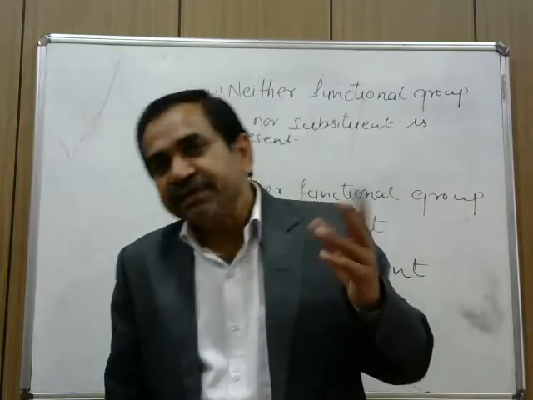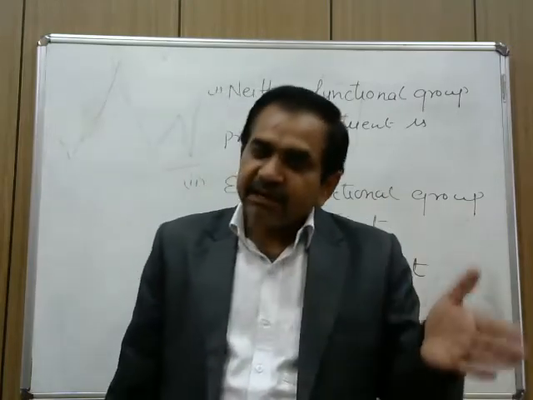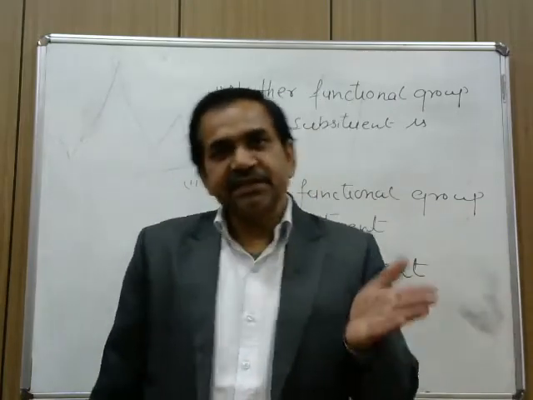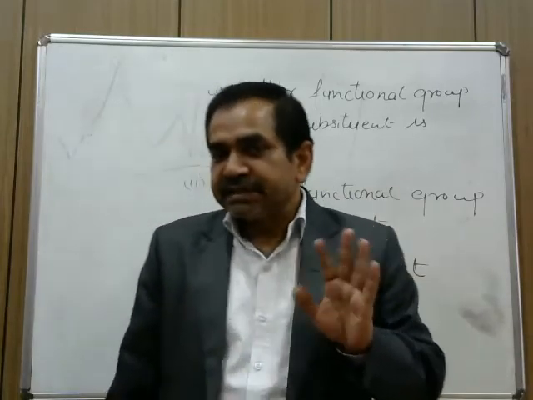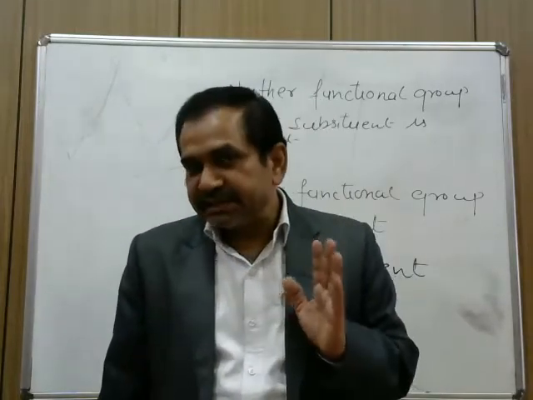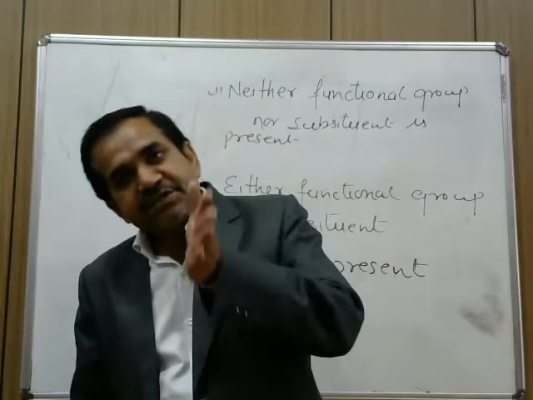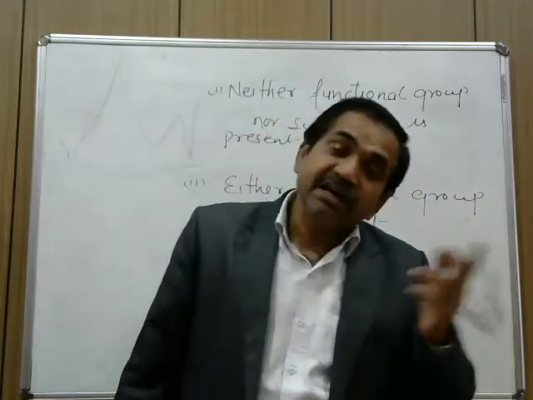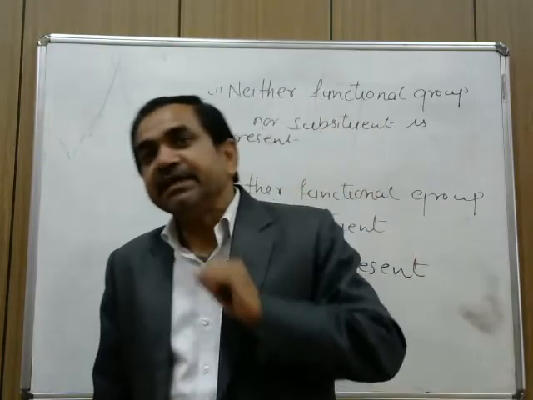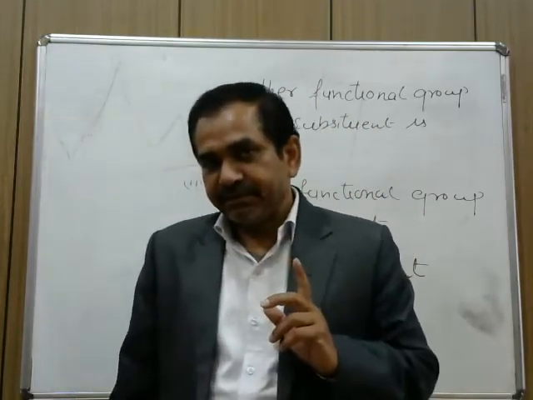Say, for example, the prefix is not present. Then we start with the root word, then we write suffix 1, then we write suffix 2. Say, for example, the functional group is not present. Then we start with the prefix, then we write the root word, then we write suffix 1. Say, for example, both are not present, then we only write the root word and suffix 1.